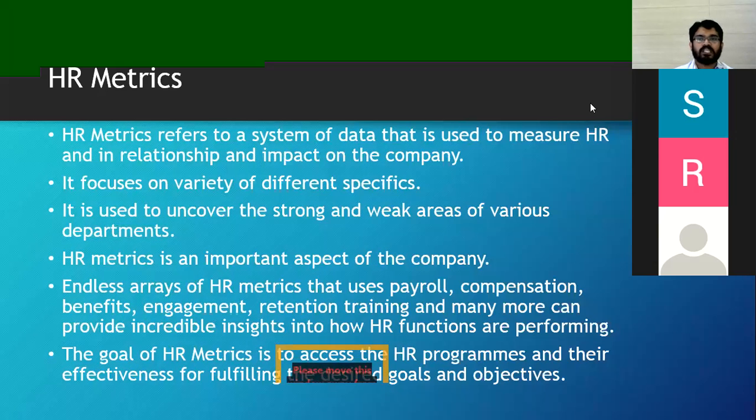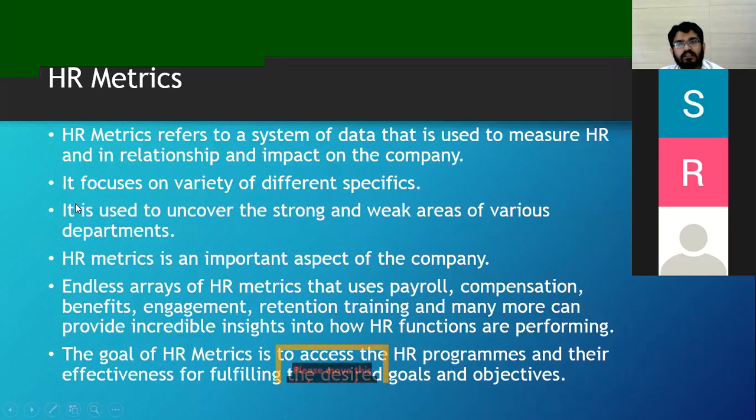The same thing happens with HR metrics also. It tries to measure. Now this measurement is done by using data. What is measured is whether the HR functions that are already there are useful in attaining the objectives of the organization, whether they are effective in achieving the goals of the organization. That is measured using the HR metrics. Is it clear?